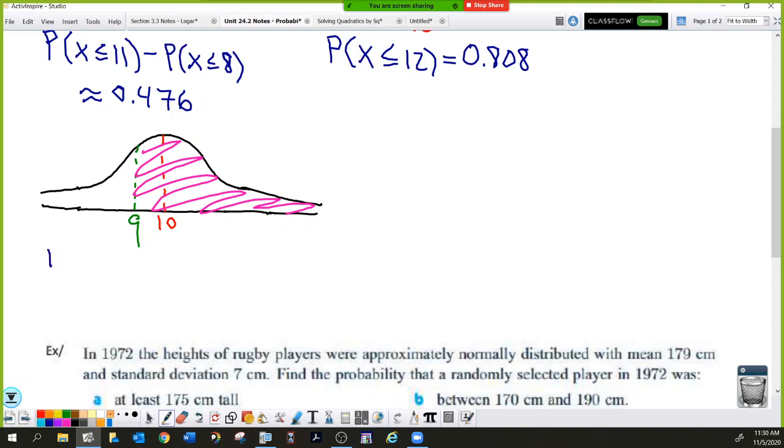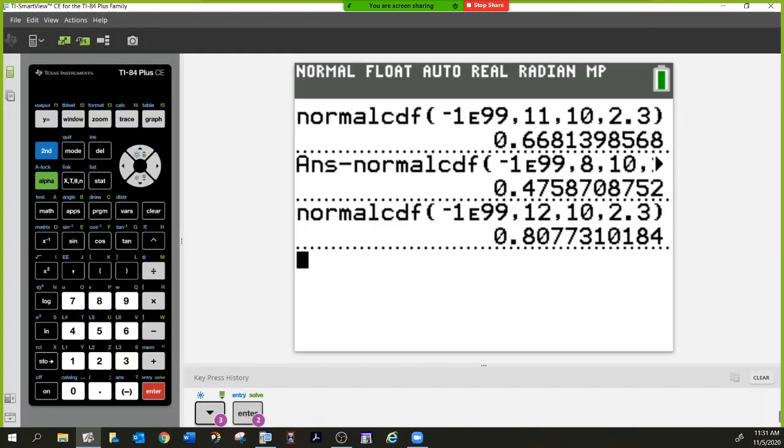So you'd write the probability that x is greater than 9 is equal to 1 minus the probability that x is less than or equal to 9. Or you could just write less than 9. It doesn't matter. It's the same answer. And then again, you go to the technology. And I'm going to start with 1 minus.